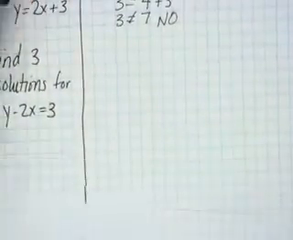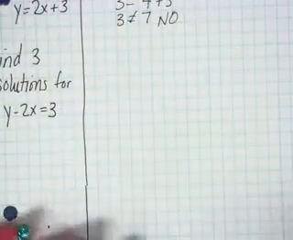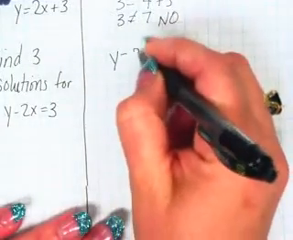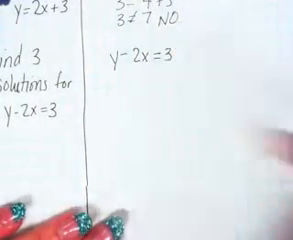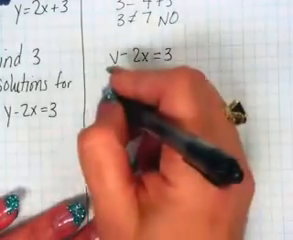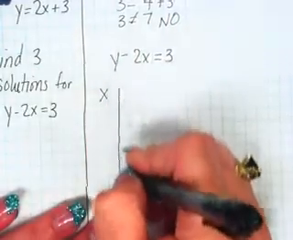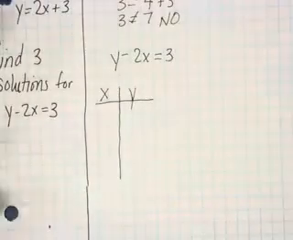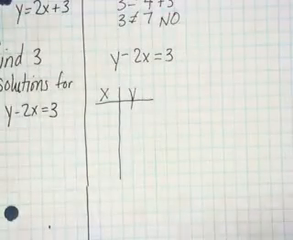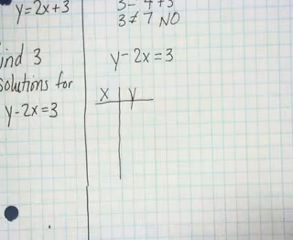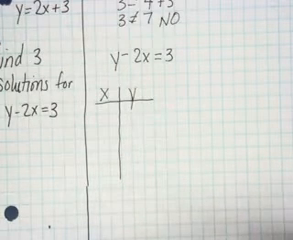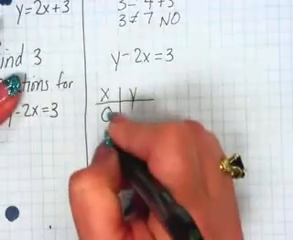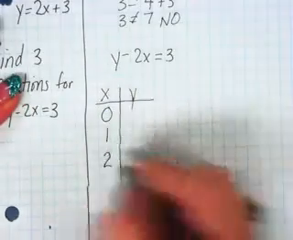Okay. Find 3 solutions. So now we've got a problem and they want us to come up with solutions that work. We're going to make a T-chart, and I know that you've seen a T-chart before, the X and Y chart. And what you're going to do is you're going to pick 3 numbers for X. Any 3 numbers you're comfortable with, and right now I'm going to give you those 3. Later you can pick your own. X I'm going to make 0, 1, and 2.